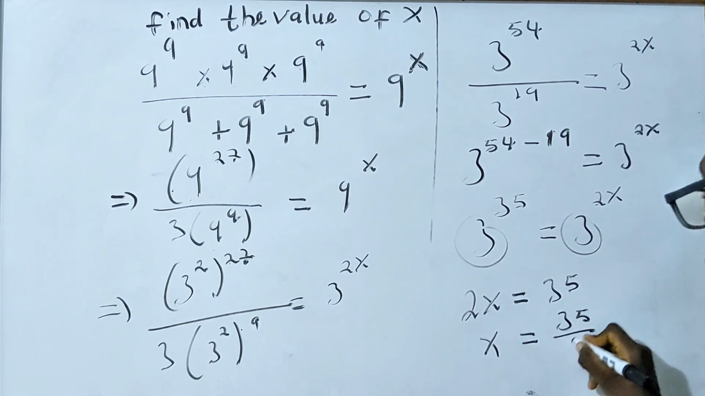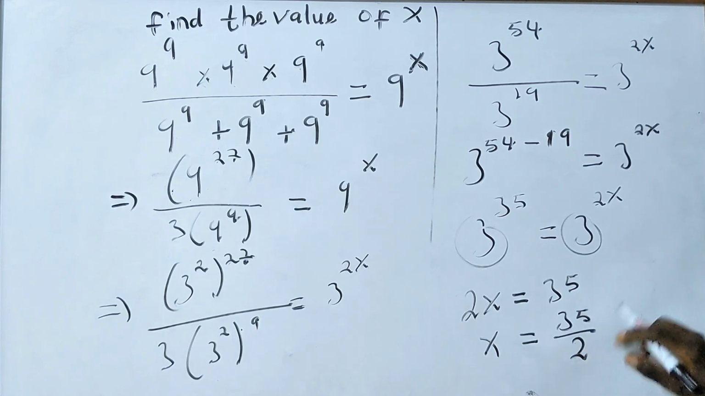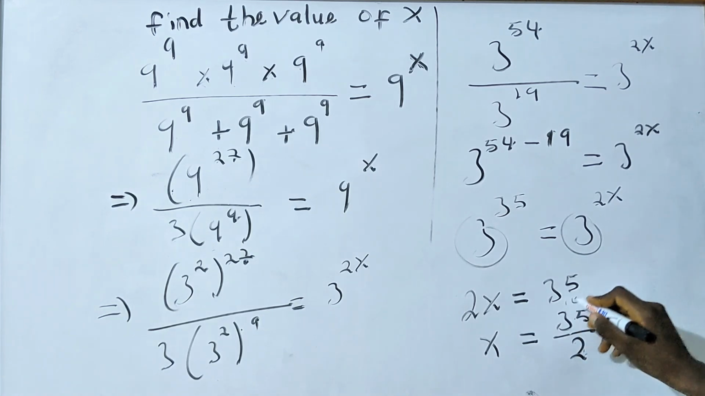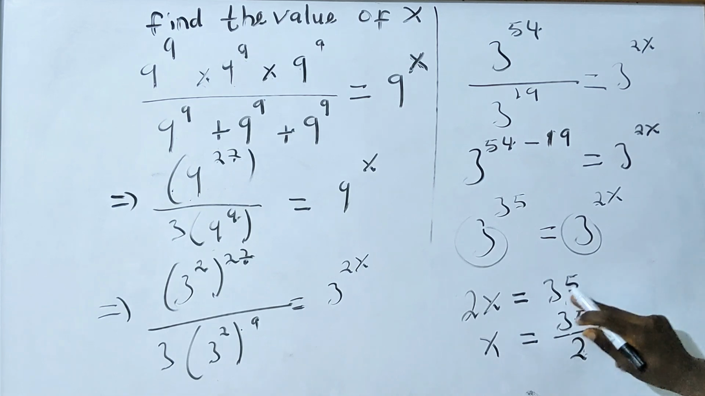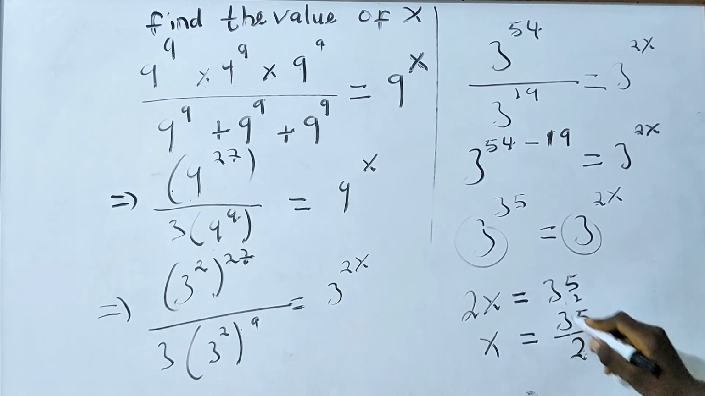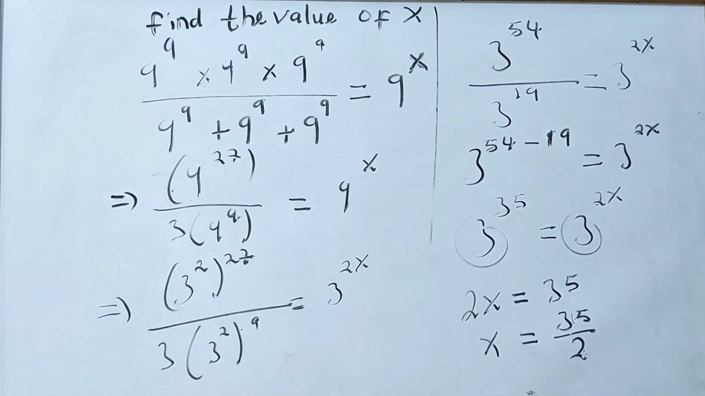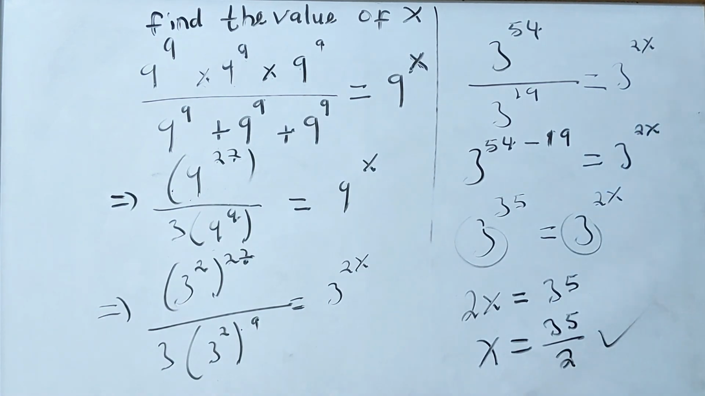35 all over 2. 35 over 2 is 17.5, you can just leave it at this point. We have 35. Therefore, our answer x is equal to 35 over 2. Just drop it at this point.